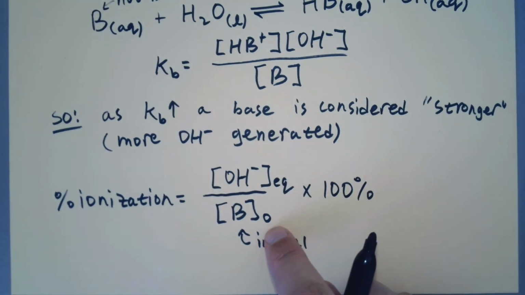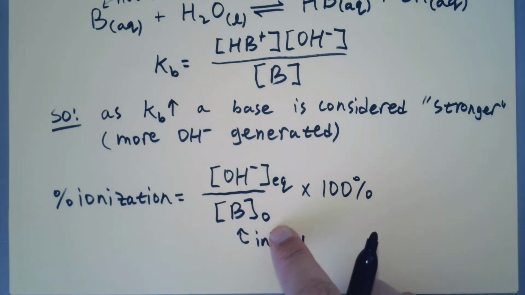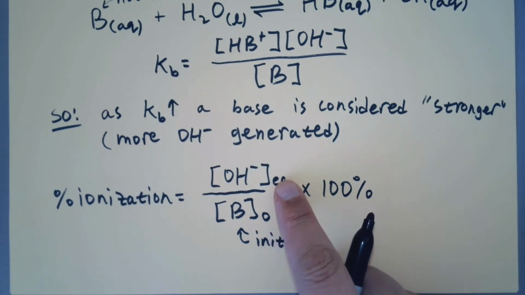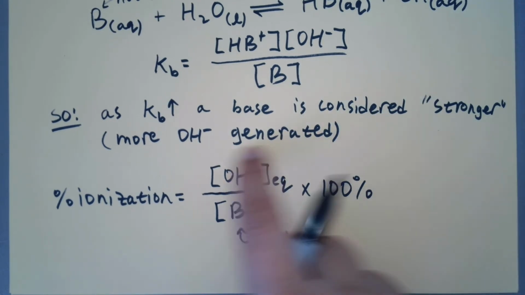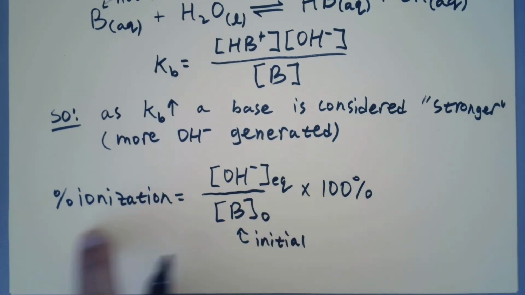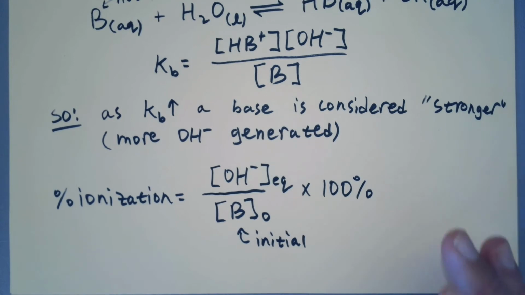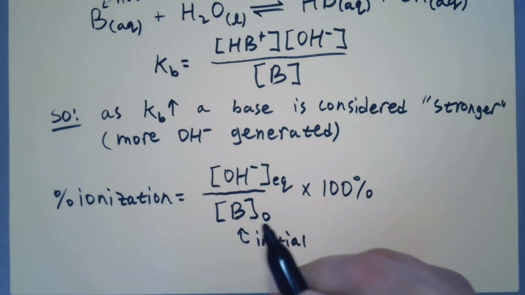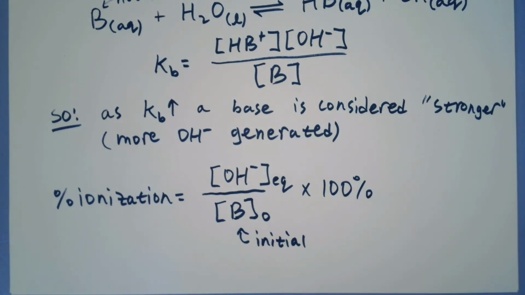This should be given to you. Like if I make a 3 molar ammonia solution, I put enough ammonia into water to make it a 3 molar solution, I could ask what's the concentration of OH minus going to be, and then what's the percent ionization. I can do all of that. It's going to involve an ice table. And we'll talk about that in the next couple videos as well.